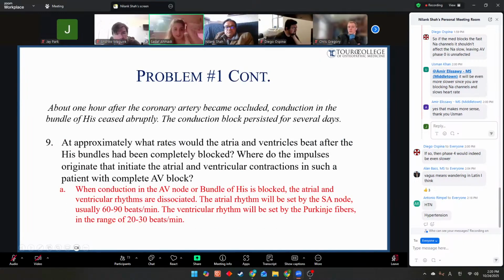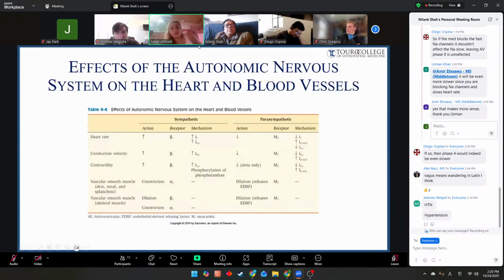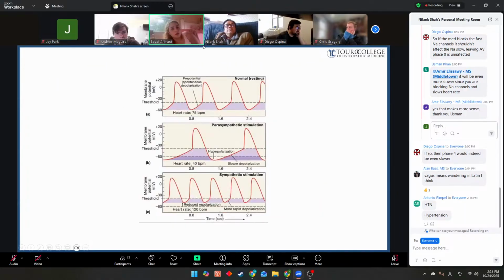Can I try, Dr. Shah? Yeah, please. Because beta blockers slow SA node depolarization and slow AV node conduction. Very good. So the person goes into a relaxed form. Very good.